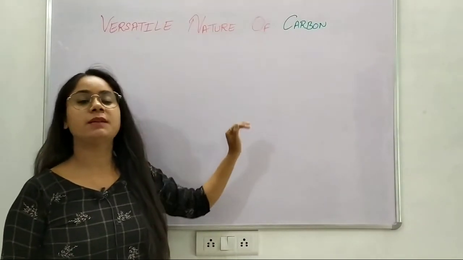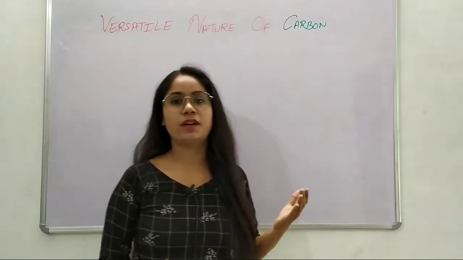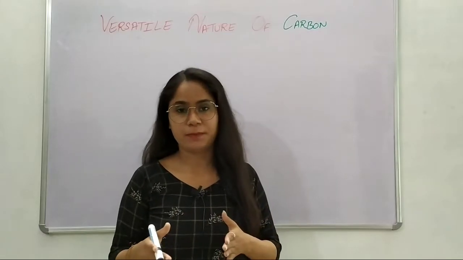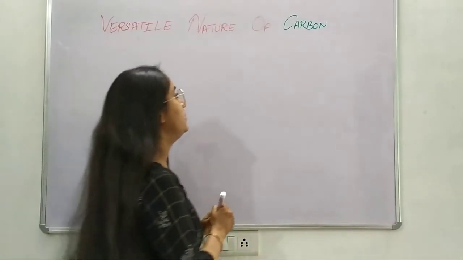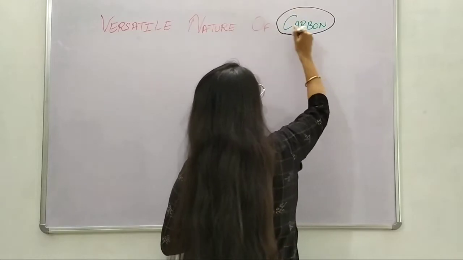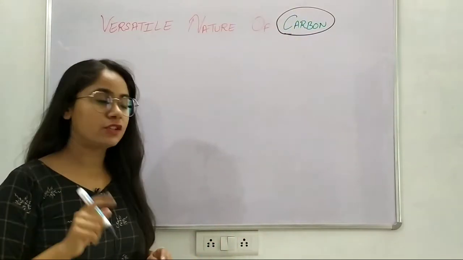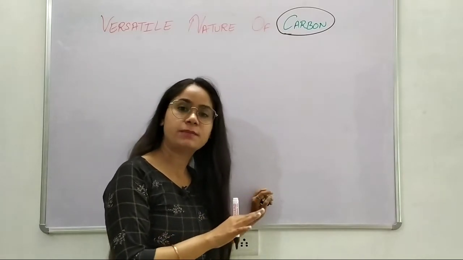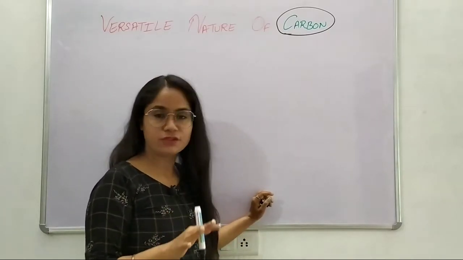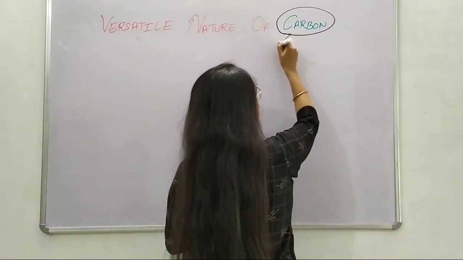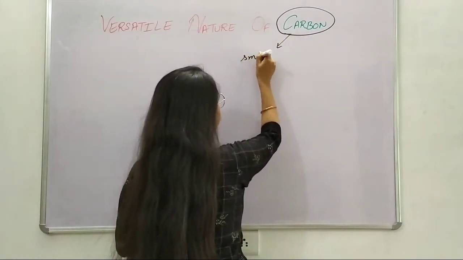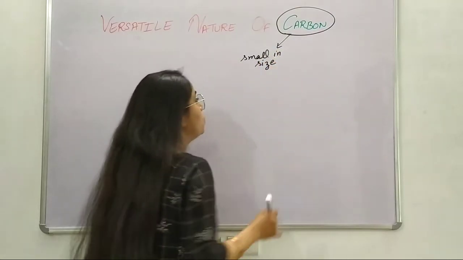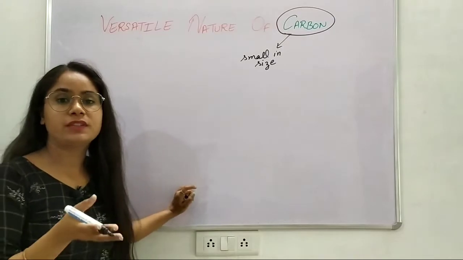Well, before discussing this topic, I am going to tell you 3 points which will be used in each and every point of this versatility topic. Those 3 points are related to carbon. Those 3 points are actually the facts about carbon. So first of all is small in size. Carbon atom is small in size. Now how do you explain or show that it is small in size?